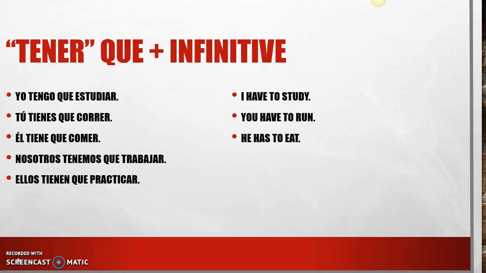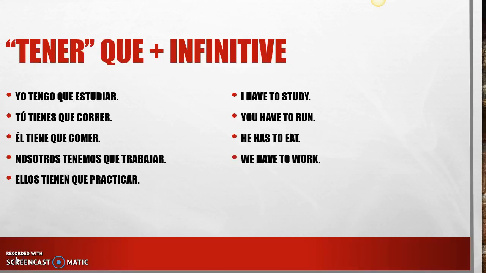Él tiene que comer. Since our subject is él, we conjugated tener in the él form. We added que after our conjugated form of tener. Él tiene que. We finish by adding our infinitive, or what it is that someone has to do. Él tiene que comer is he has to eat.